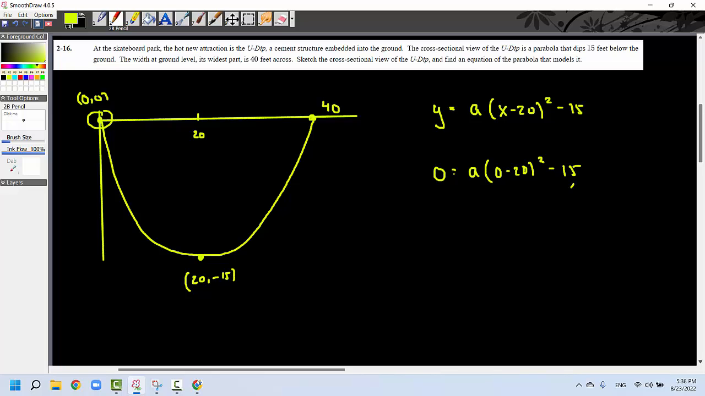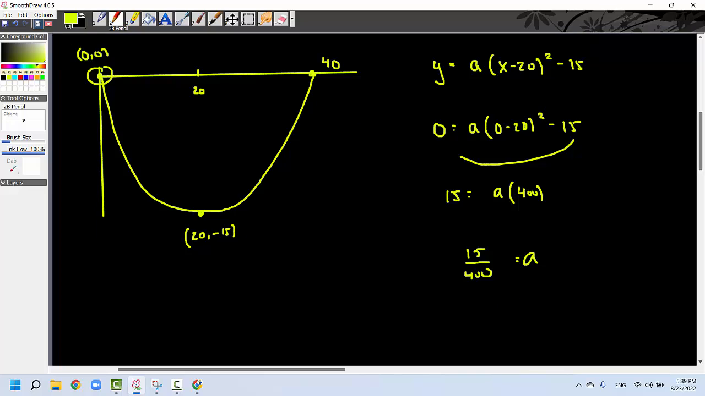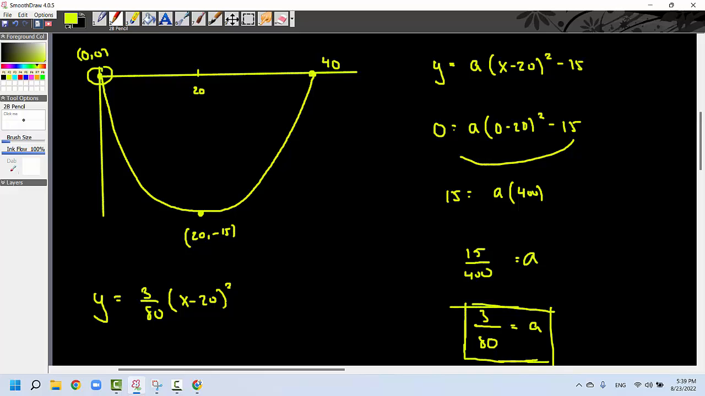And so now from here, I'm going to add the 15 to both sides. So I got 15 equals a times 20, negative 20 squared is 400. So a equals 15 over 400, which does in fact reduce if I divide. So that's going to end up becoming 3 over 80 if I divide both top and bottom by 5, therefore reducing the fraction. So here we go. Here's the equation of the parabola. So I got y equals 3 over 80, parentheses, x minus 20 squared, minus 15. And there you go.